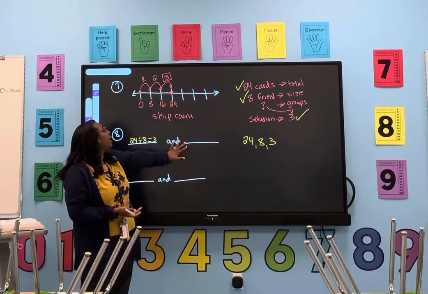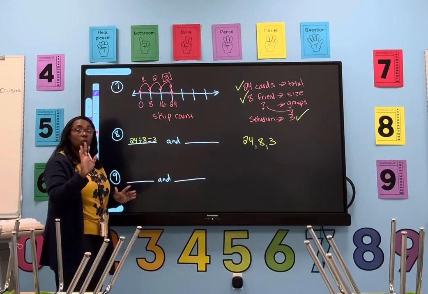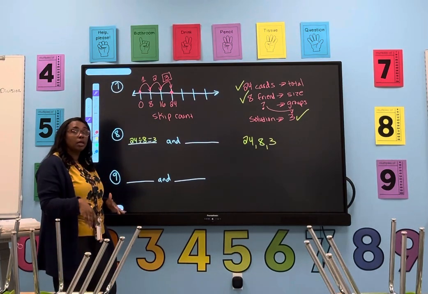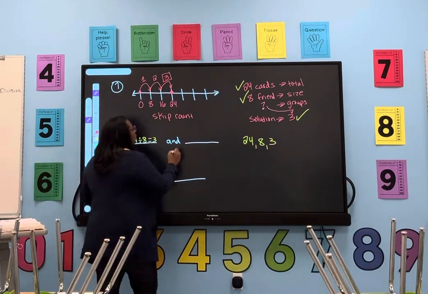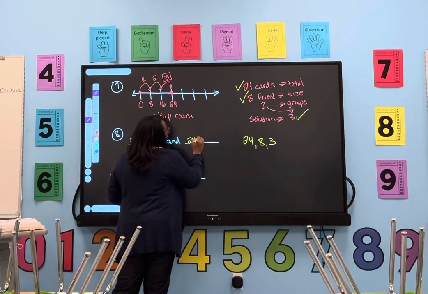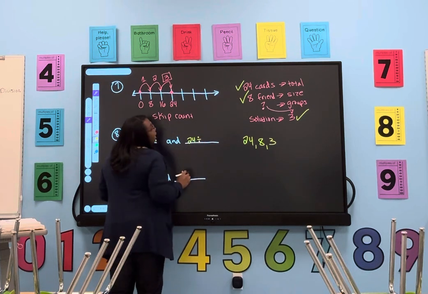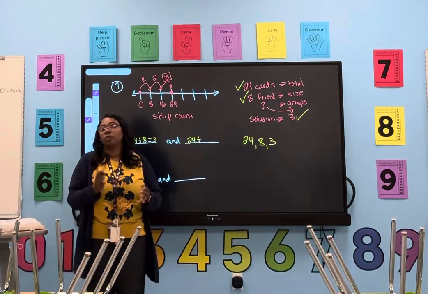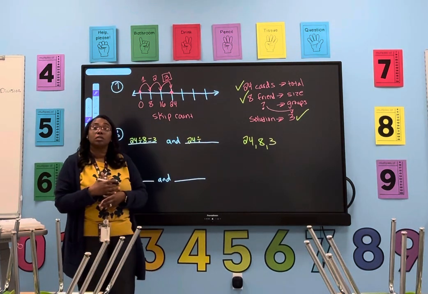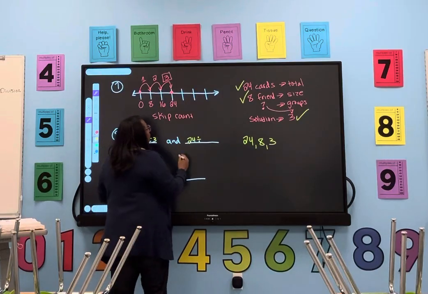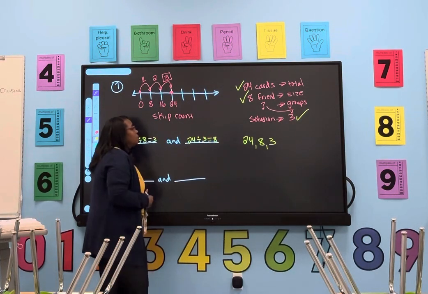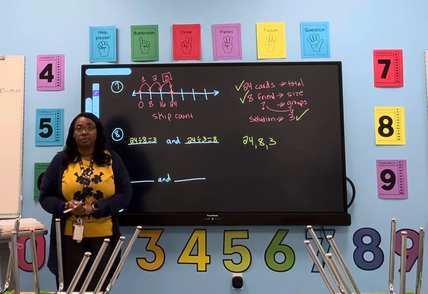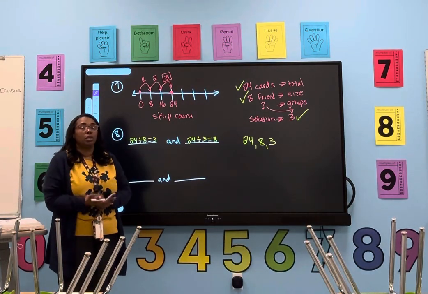Now for the second one, the 24 will stay first because in division, the total is always first. So 24 goes first, then divided by, and now, when I told you we can switch the orders, I'm going to switch the orders of the 8 and the 3. This time I'm going to put the 3 first, and then the 8 last. And that's my second division equation. And that's it. That's all you had to do.